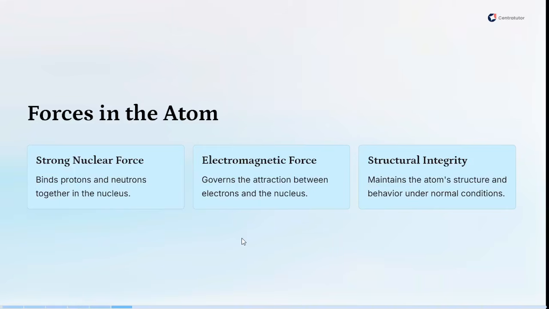The next thing, sorry, not a force, there are basically two forces: the nuclear force and the electromagnetic force. Now the next thing we'll be talking about is structural integrity. To maintain the atom's structure, these forces need to come into play, and when these forces are in good balance, the atom is seen to be stable and has predictable behavior.